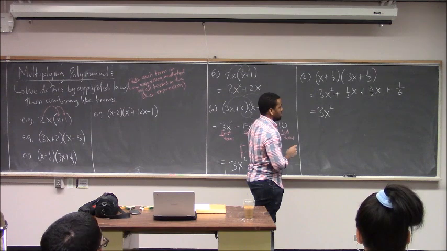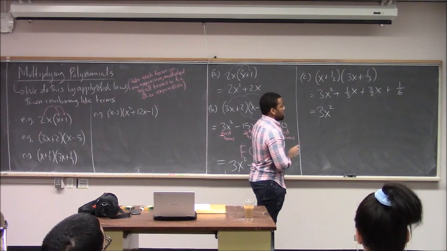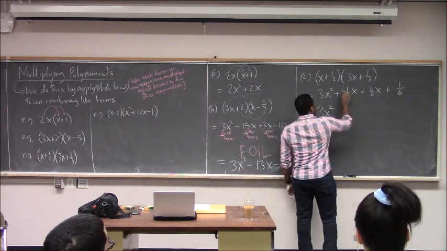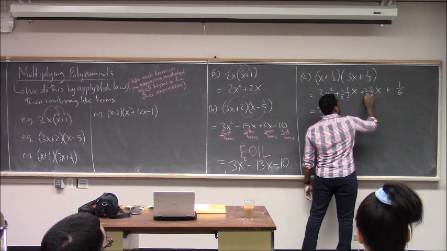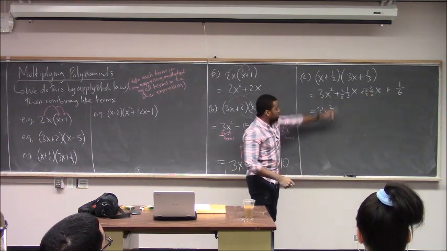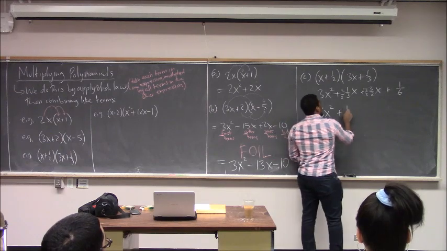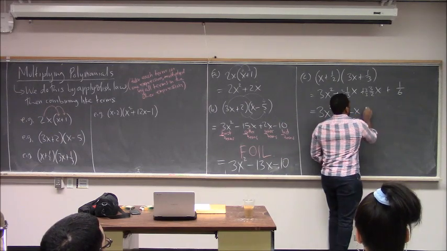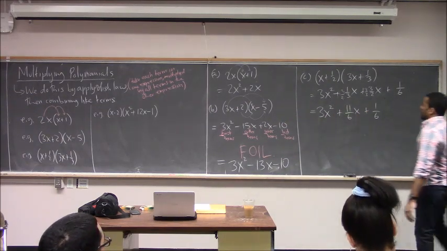Say 11 over 6. Well, 6 is the LCD, so you can multiply this by 2 over 2, and multiply this by 3 over 3. That'd be 9 over 6 plus 2 over 6. That'd be 11 over 6x plus 1 over 6.